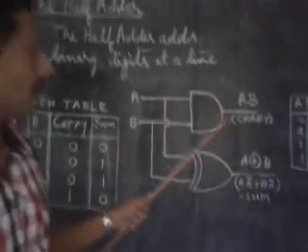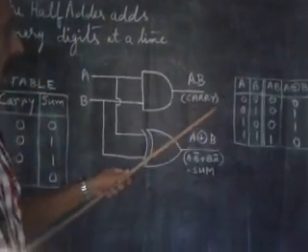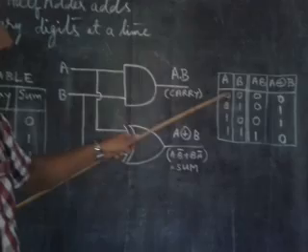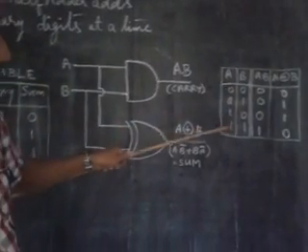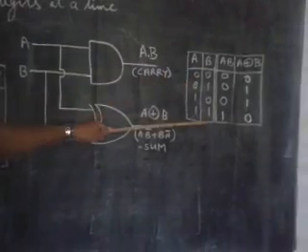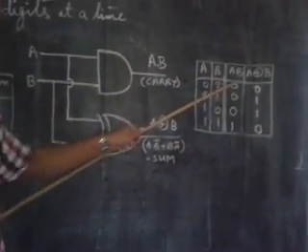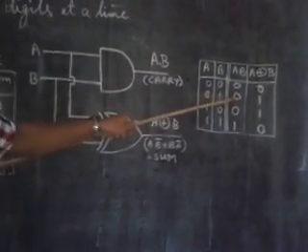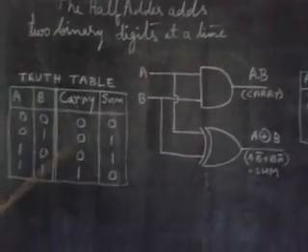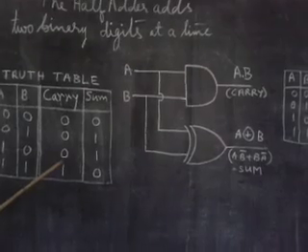Now consider the truth table of the AND gate. In the AND gate, if A and B are the inputs, with the possible cases here, then the output of the AND gate is this. This is similar to the column of carry. This column.